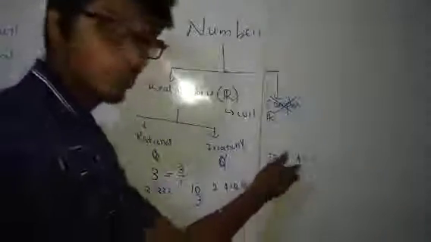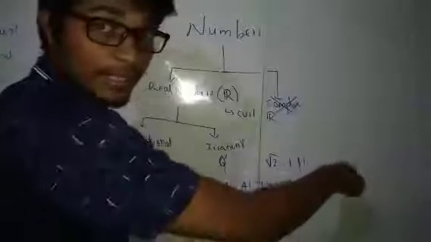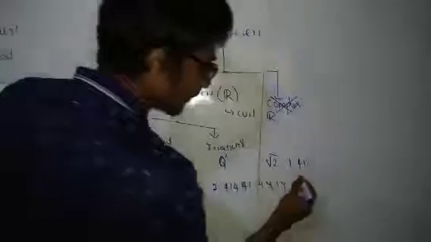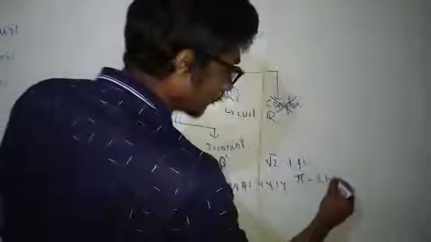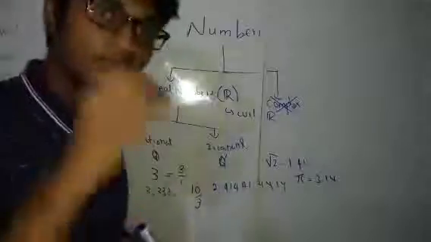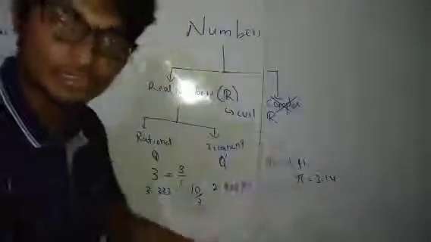But root 2 doesn't have a continuing pattern, 1.41, you can't predict what number is coming next. For example, if you consider pi, it is 3.14 something else, going on like that. People say it is 22 over 7, but 22 over 7 is just an approximation. It's not the exact number of pi. The exact number of pi is 3.14 something else.